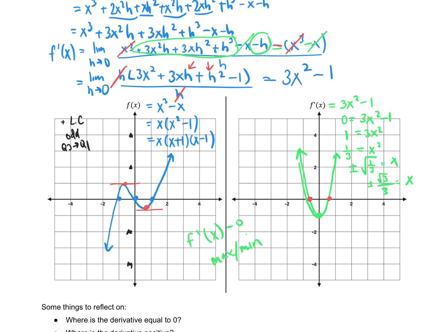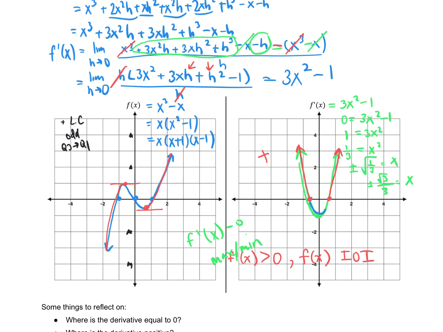Next, when my derivative is in the positive region, so from negative infinity to that 0, and from that 0 to positive infinity, that's also the same time where the function is increasing. Because if the derivative is positive, then the slope of the tangent lines must be positive as well. And that would give us an increasing function. So when the derivative is greater than 0, f at x has an interval of increase.